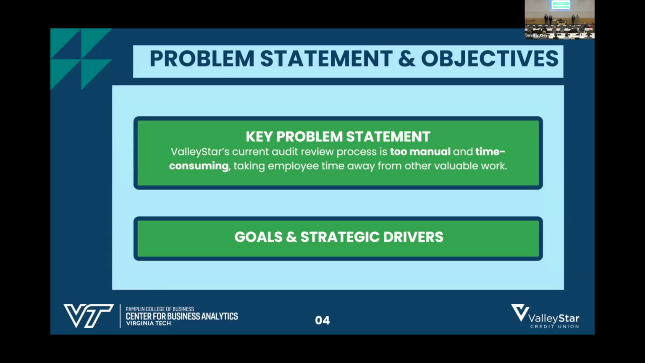Valley Star's mission statement is employees first, members benefit, and the current system requires the employees to manually locate, organize, and validate data, taking their time away from other tasks that could potentially provide more value to the organization and its members.